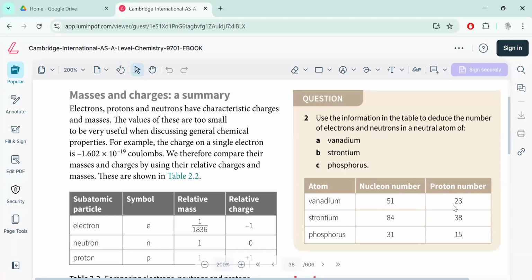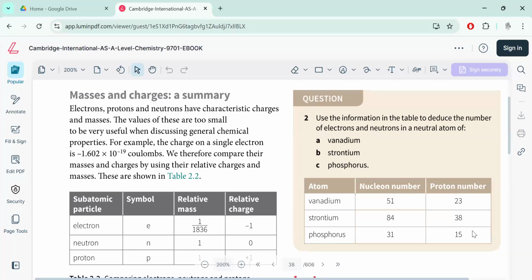And the same goes for strontium. The electrons would also be equal to 38 since it's equal to the proton number. And then phosphorus as well. The electrons is equal to 15 as the proton number. To find the neutrons it goes the same: nucleon number minus proton number. So 84 minus 38, we have 46. And then for phosphorus, we have 31 minus 15, then we have 16 as the neutrons.